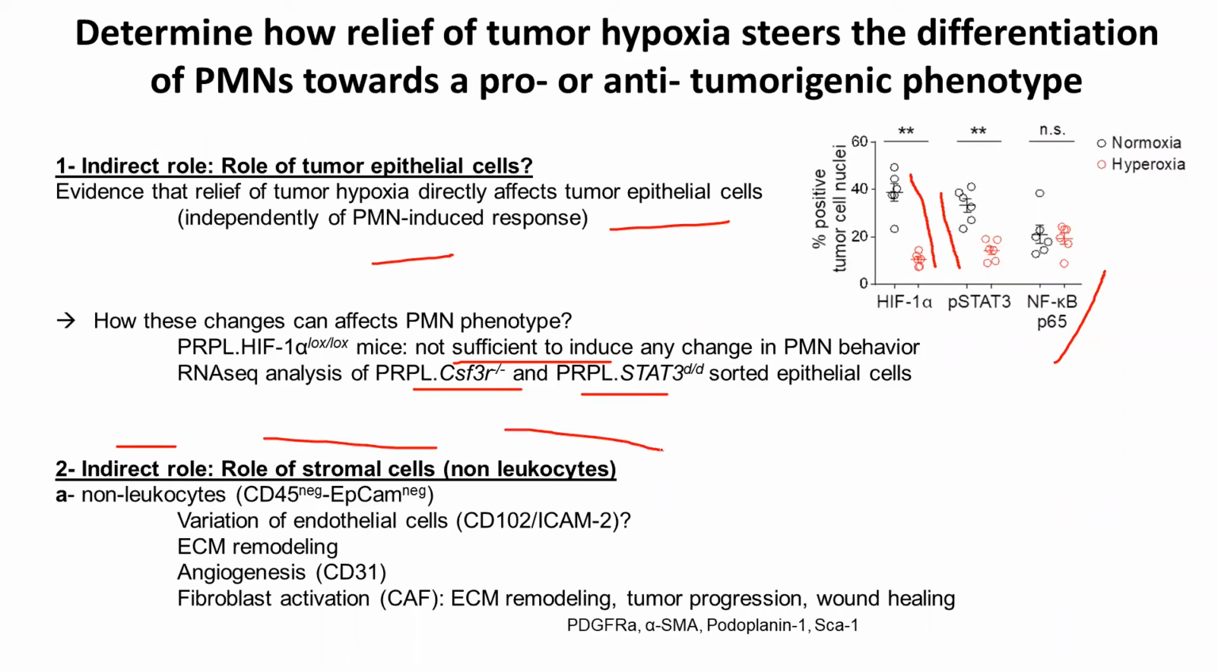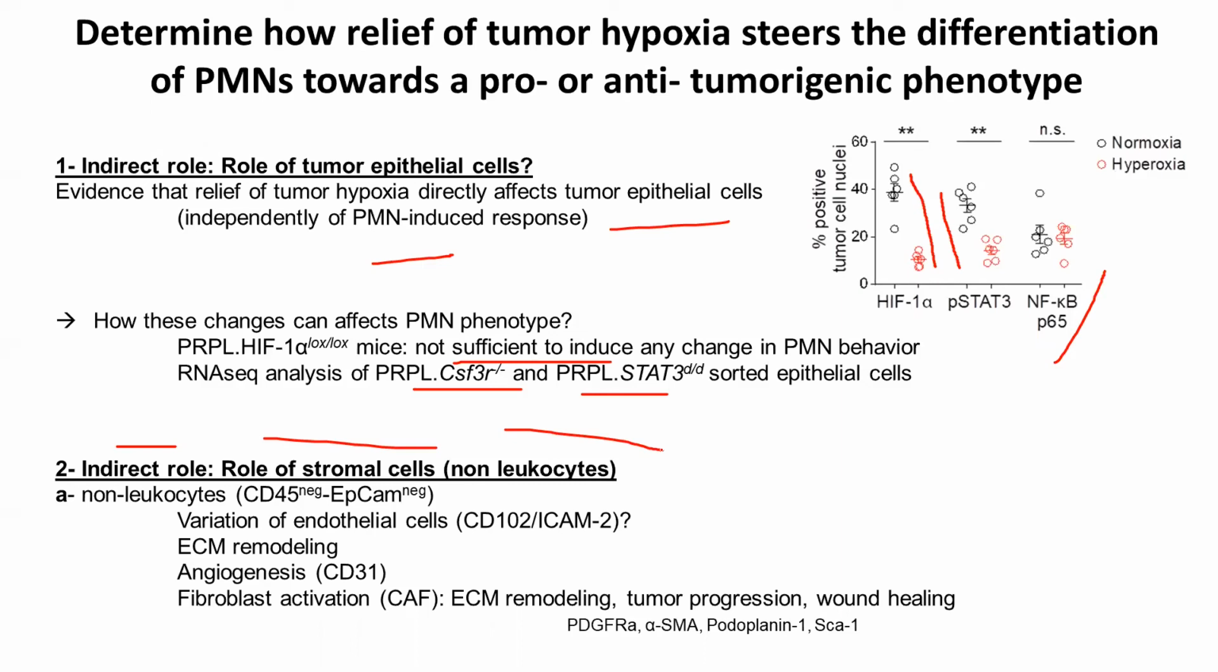We now exclude a role of leukocytes, and we are now looking at the non-leukocyte compartment by trying to identify any variation in endothelial cells, in the extracellular matrix remodeling, in fibroblast activation, or trying to identify any change in angiogenesis.